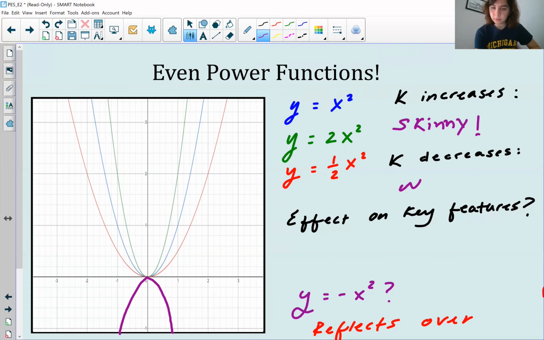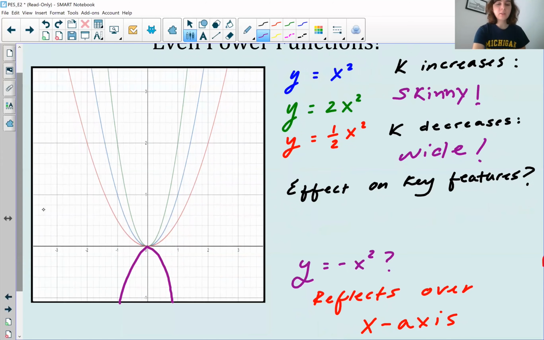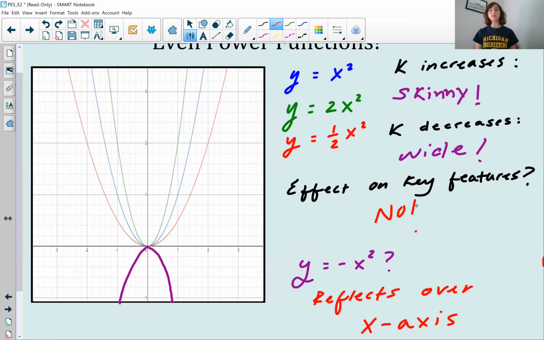So we're going to have a wide graph. For the same reason, you're decreasing the x values by a factor of 2, so y values are becoming smaller, so it's going to fan out more. And effect on key features, there is no effect. You can tell the graph basically looks the same, it just changes the growth rate.